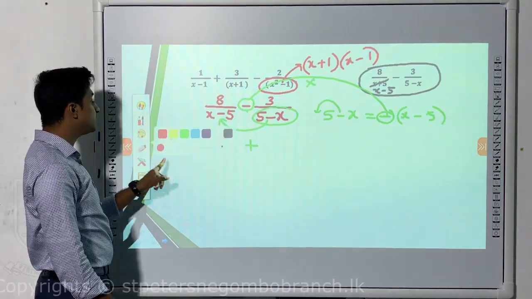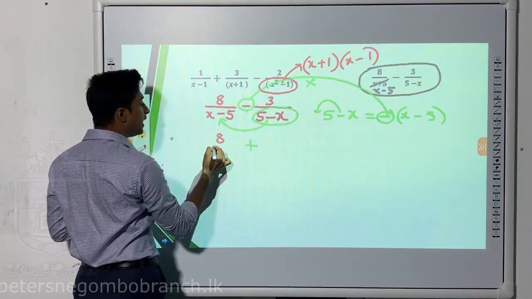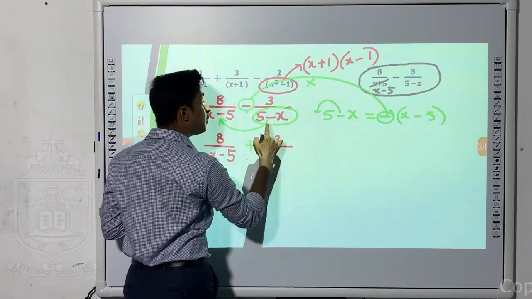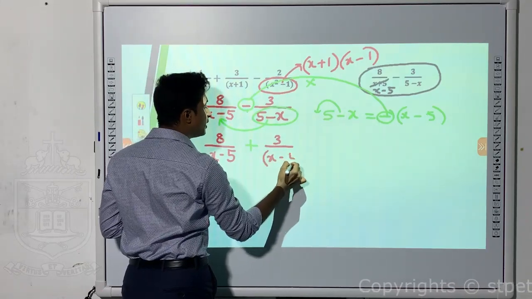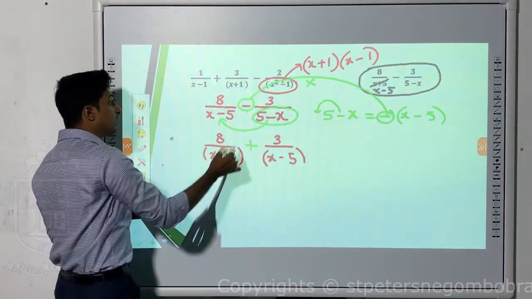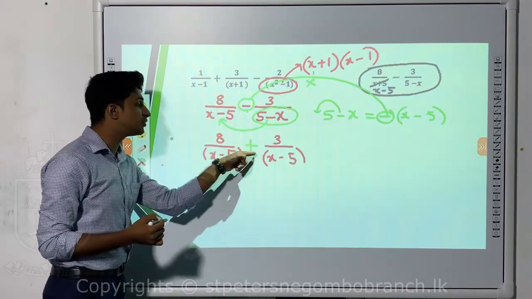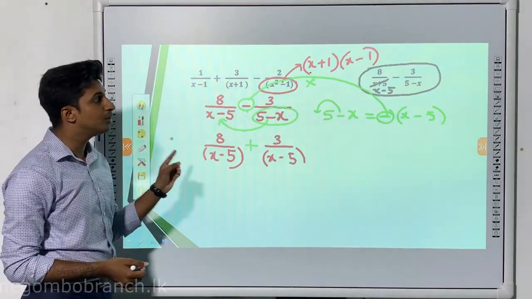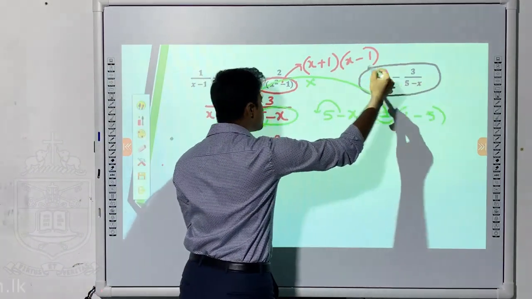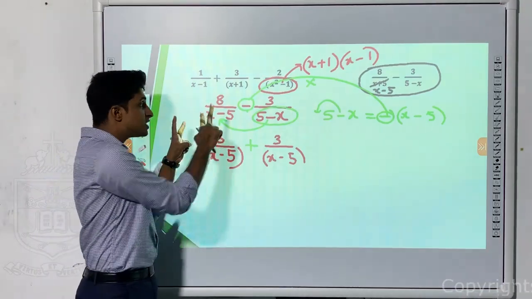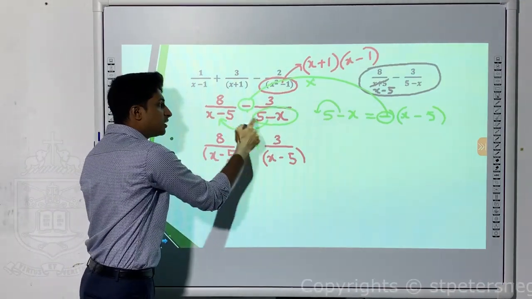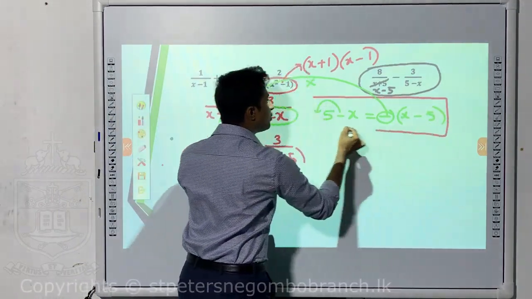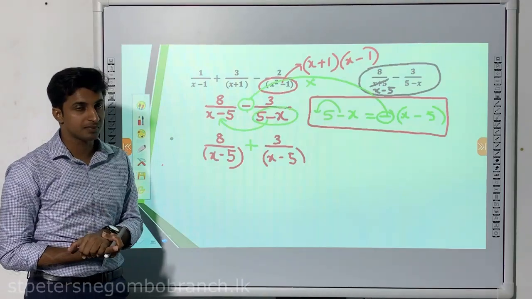So now, when I am writing the next step, it is going to be 8 over x minus 5 plus 3 over x minus 5. I have converted that into x minus 5, but what is the difference? Earlier it was a minus, now it has converted into a plus. Remember, in questions where you have the same terms with a minus in the middle but interchanged, you can interchange them again using this concept of least common multiples.